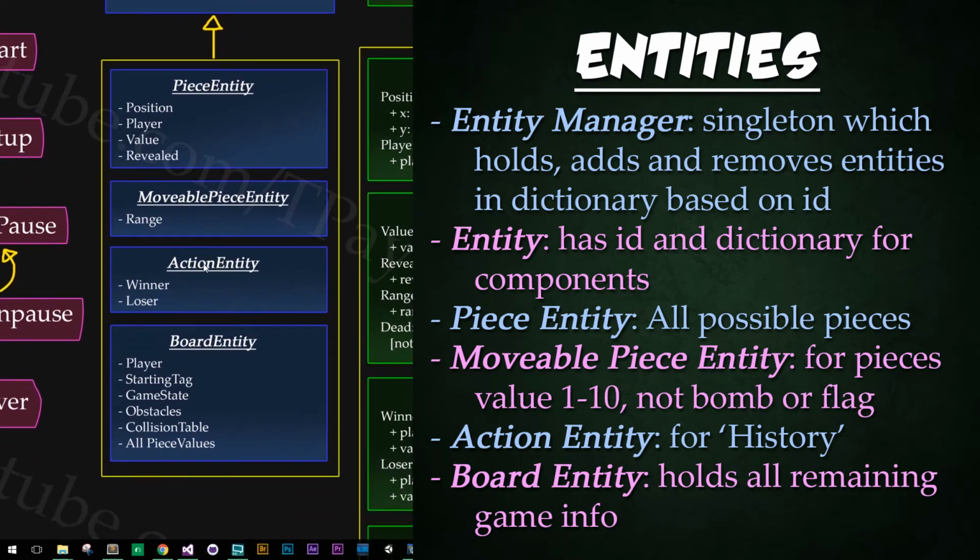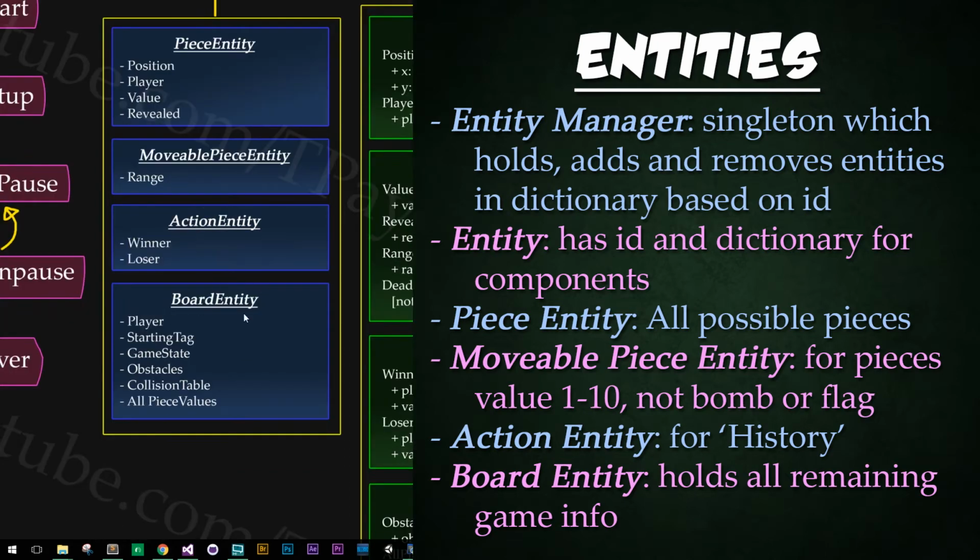Super cool. We have the action entity for the history on the top left whenever a battle has resolved, like two pieces run into each other. Finally, we have the board entity, and this is going to hold all of our game state information. We have the player for the current player. We have the starting tag for what the person initially clicks. So if they're moving a piece, they select it, and the starting tag, or starting position, gets stored. And if they click it again, then it will cancel out of that action, and the starting tag gets reset.